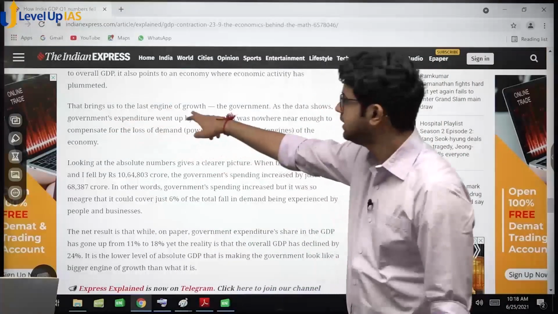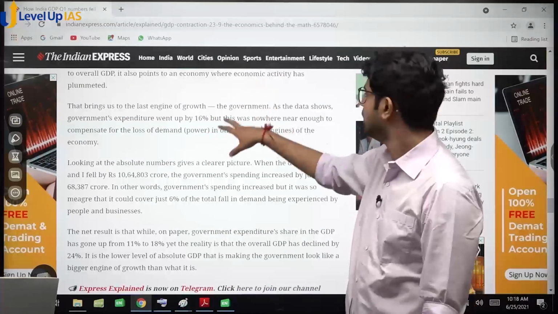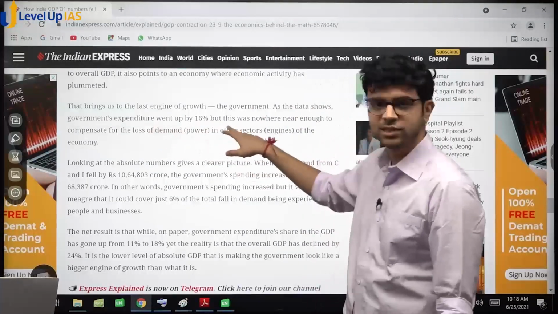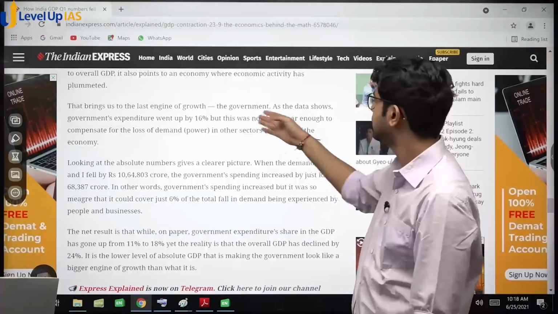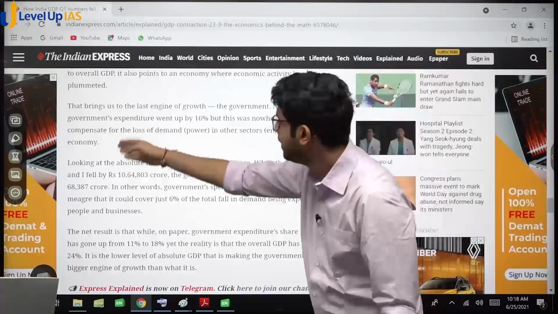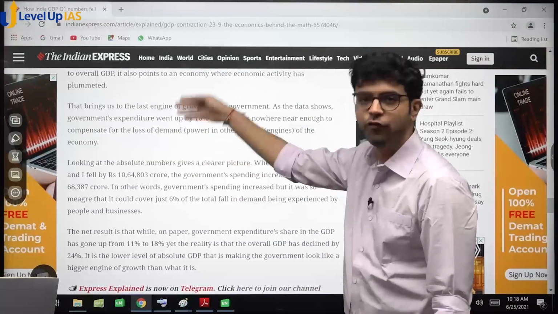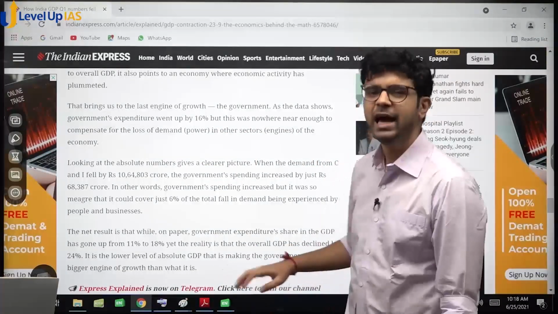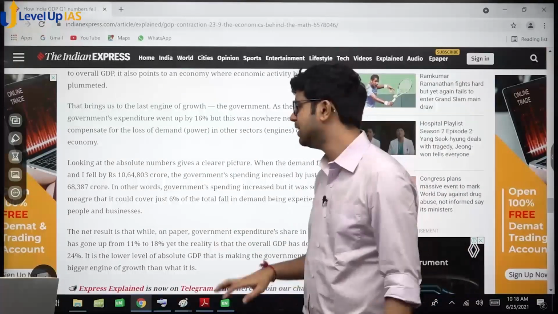This brings us to the last engine of growth. These are engines of growth. The government. As the data shows, government's expenditure went up by 16%. G went up by 16%, but this was nowhere near enough to compensate for the loss of demand or for the fall in other sectors of the economy. Other sectors means C plus I. X minus M is very minuscule, so we don't even consider it.